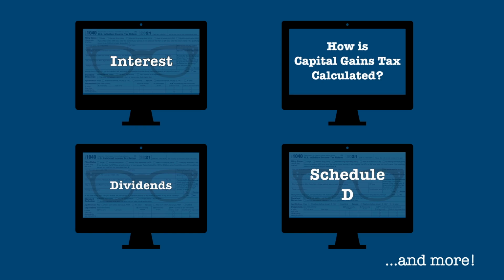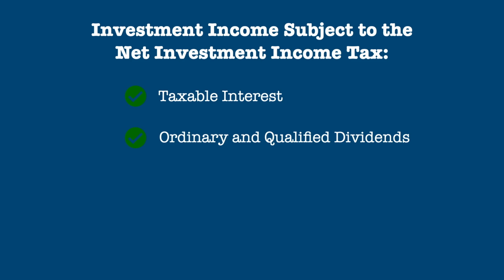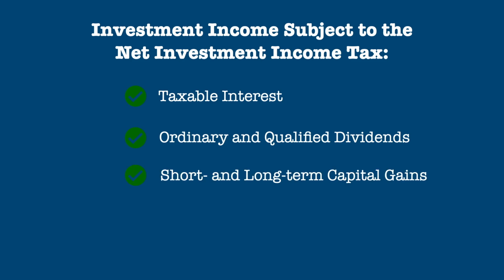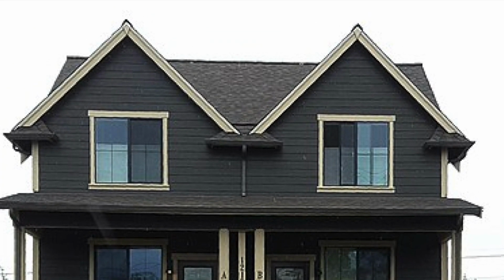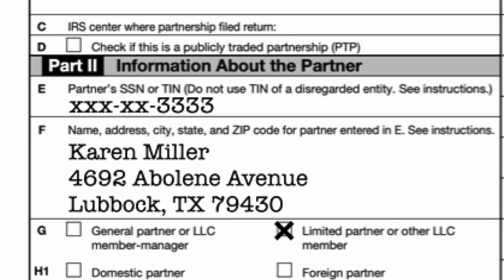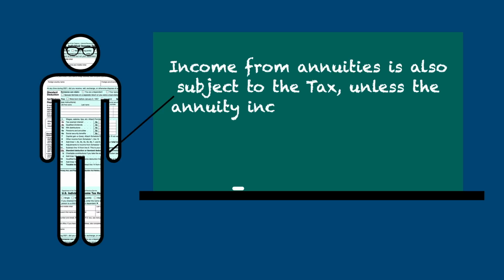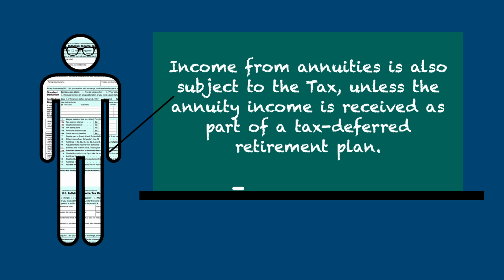First of all, let's look at the types of investment income that may be subject to the net investment income tax. These include taxable interest, both ordinary and qualified dividends, and short and long-term capital gains. Passive activity income is also considered to be investment income. This includes all net income from rental activities, as well as any income you receive from business enterprises that you do not participate in. Income from annuities is also subject to the tax, unless the annuity income is received as part of a tax-deferred retirement plan.